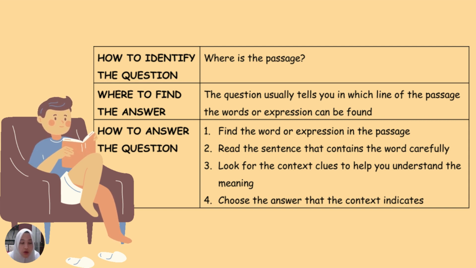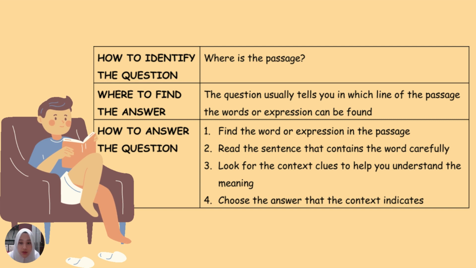So, how to answer the question? First, find the word or expression in the passage. Second, read the sentence that contains the word carefully. Third, look for the context clue to help you understand the meaning. And fourth, choose the answer that the context indicates.